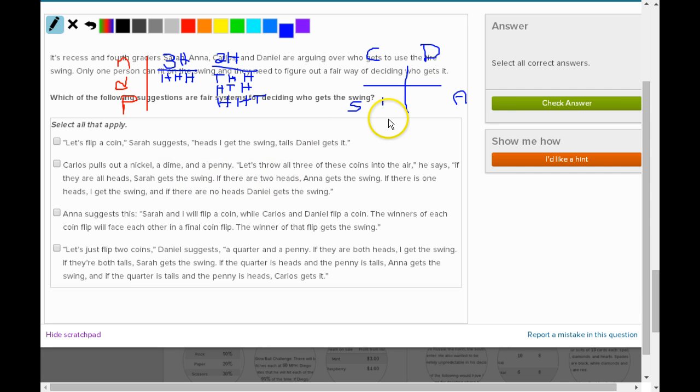Oh, I'm sorry. If they're all heads, Sarah gets the swing. So that was one. If there are two heads, Anna gets the swing. So Anna has three ways to get the heads.